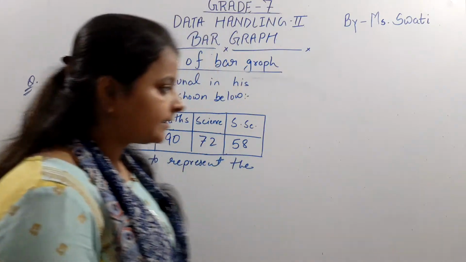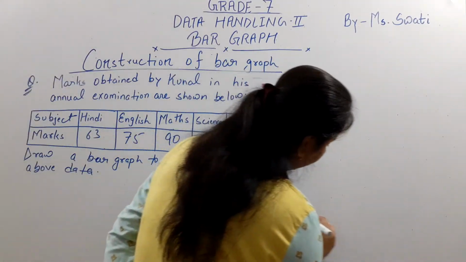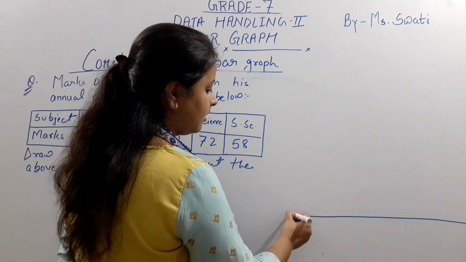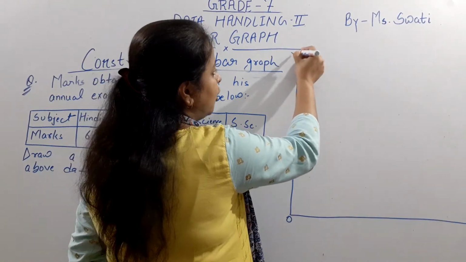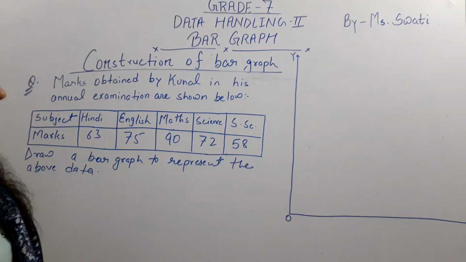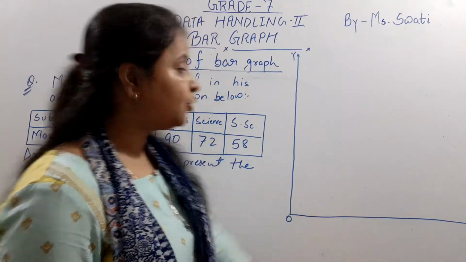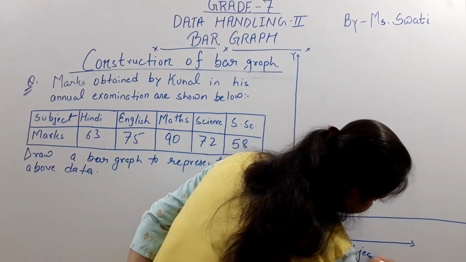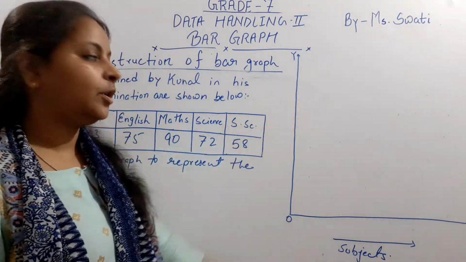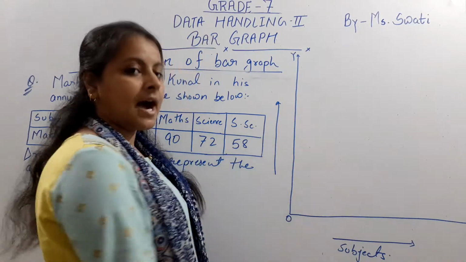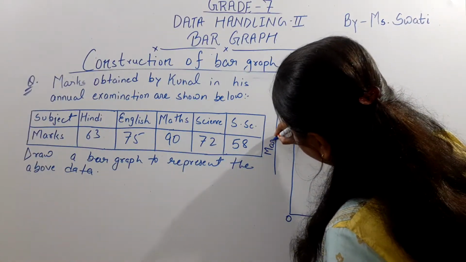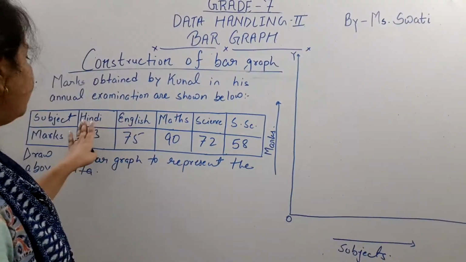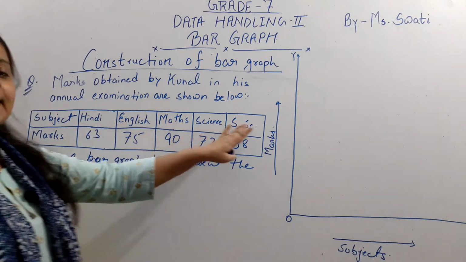So what do we do first? Yes, first we draw a line OX, that is the horizontal line, and draw another line OY, that is the vertical line. Now on the x-axis what are we going to represent? Subjects. So we write here subject. And on the y-axis what are we going to represent? Marks. So we write here marks.